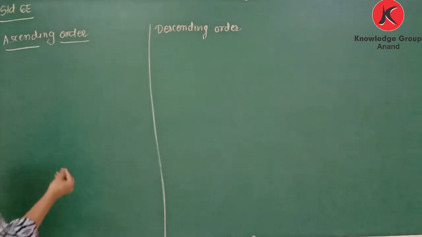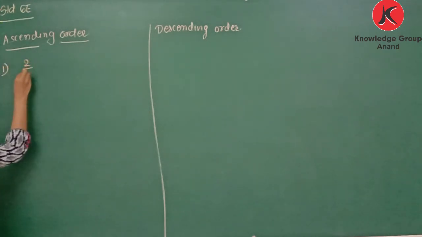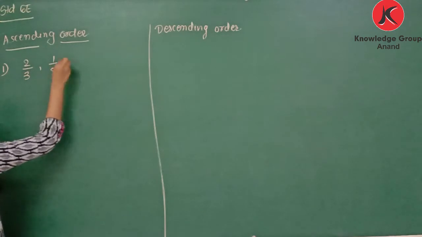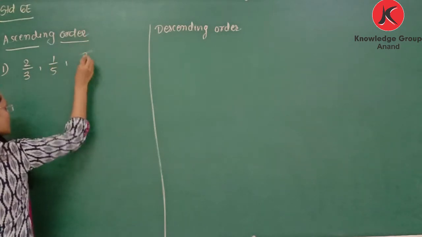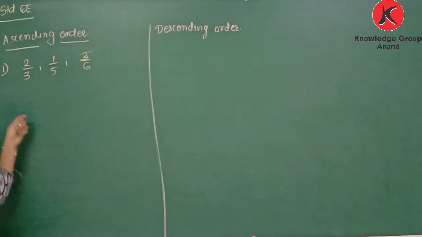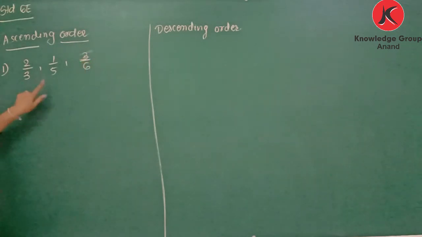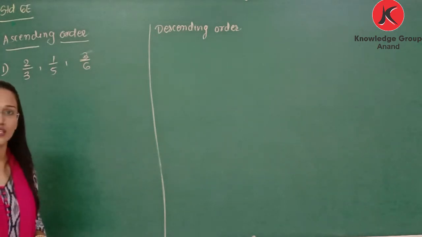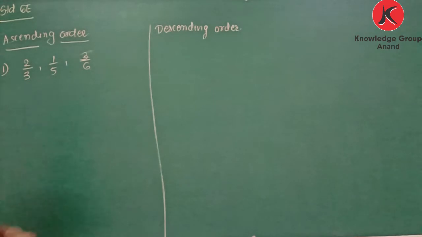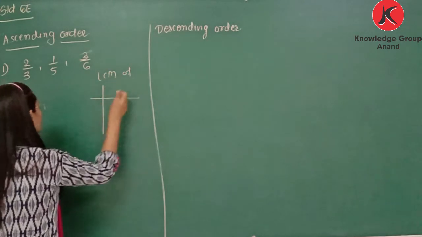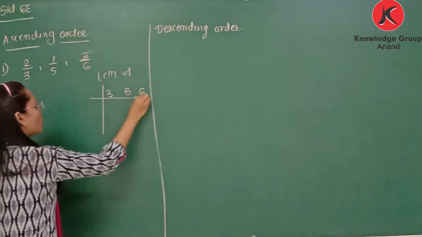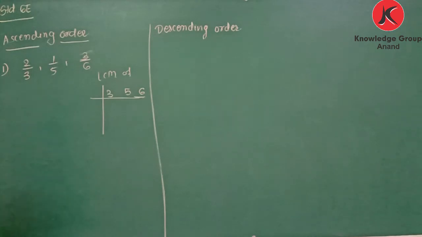So let's start with the first example. 2 by 3, 1 by 5 and 3 by 6. We have this kind of fraction and we need to arrange it in ascending order. Whenever there is this kind of example, first of all take the LCM of whatever denominators are given. Let's take the LCM of 3, 5 and 6. જો 3 fraction આવે તો 3 number નો LCM લેવાનો.